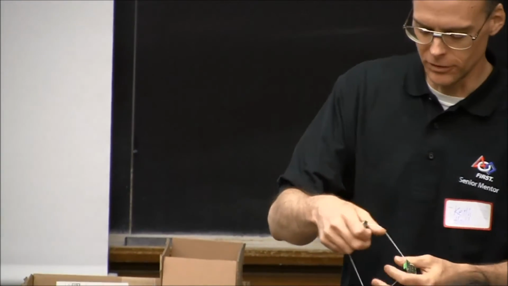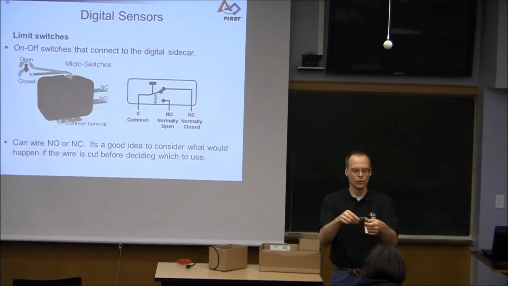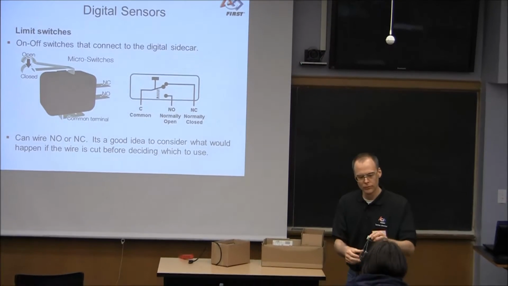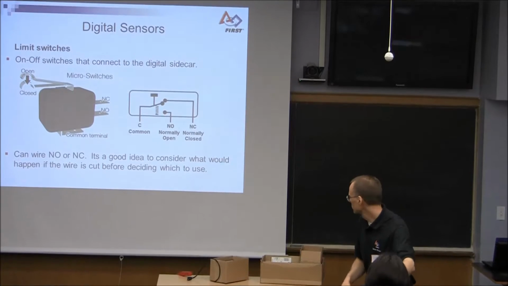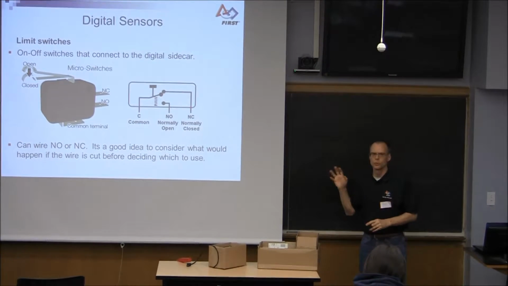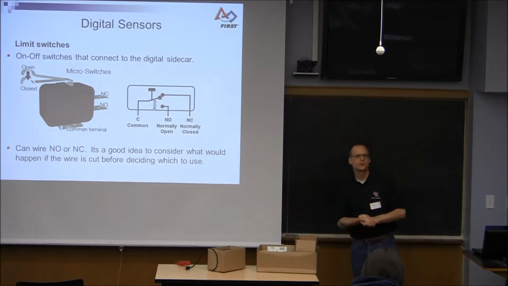So I'm going to hand this around so you can see they come in all different sizes. They have nice little mounting holes, so they're quite often very easy to attach to a robot. Never have any problems finding the right size. You know, I just kind of strung them together. Now, you can wire these things different ways, normally open and normally closed. And which way should you do it?